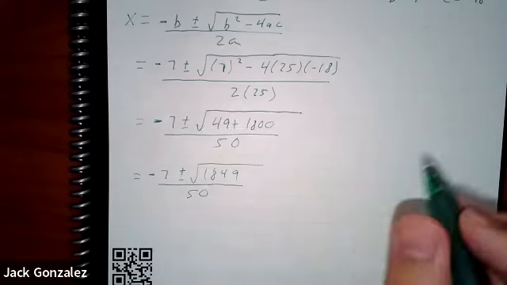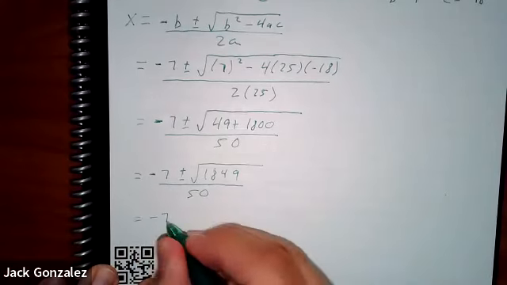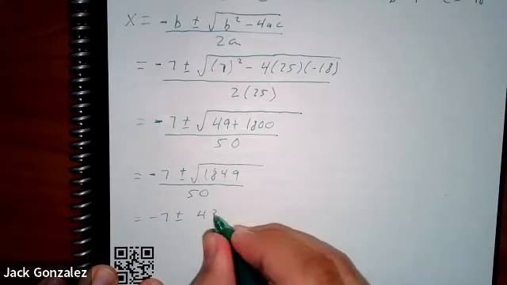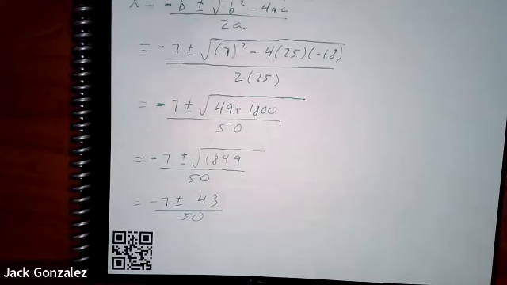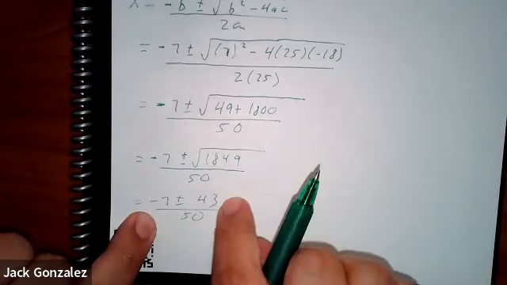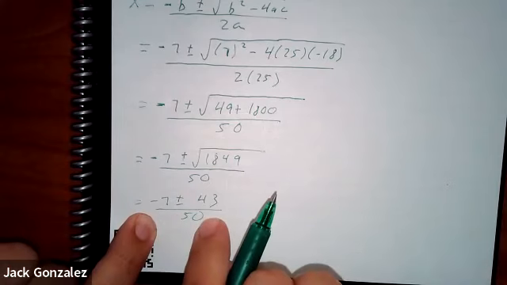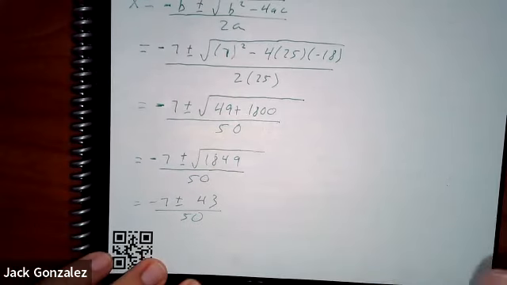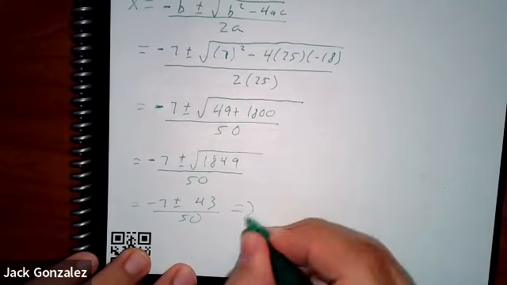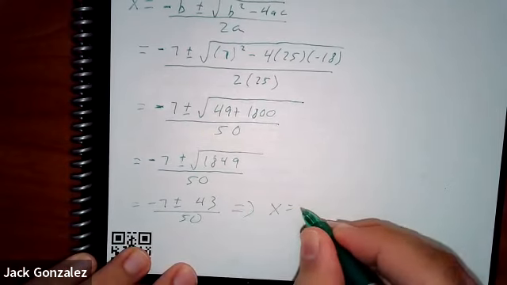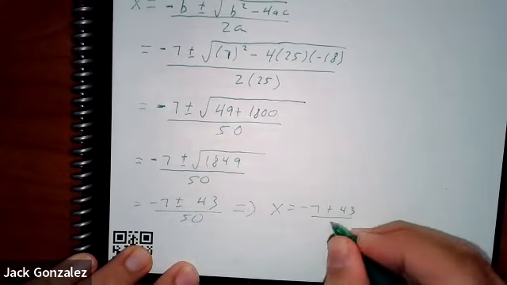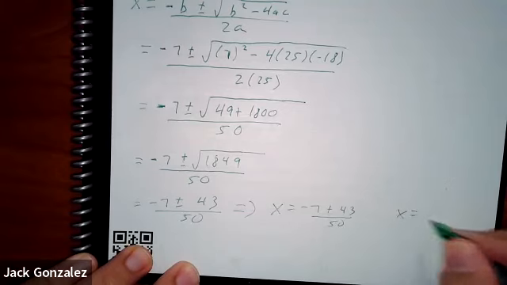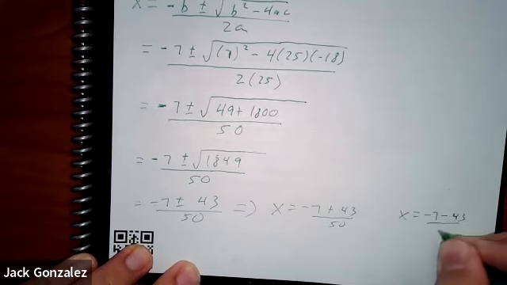And you said square root was what again? I'm sorry, like 40. Okay. So x is going to be -7 plus that, -7 minus this, divided by 50. So our two answers. This implies that x is equal to -7 plus 43 over 50, and x is equal to -7 minus 43 over 50.